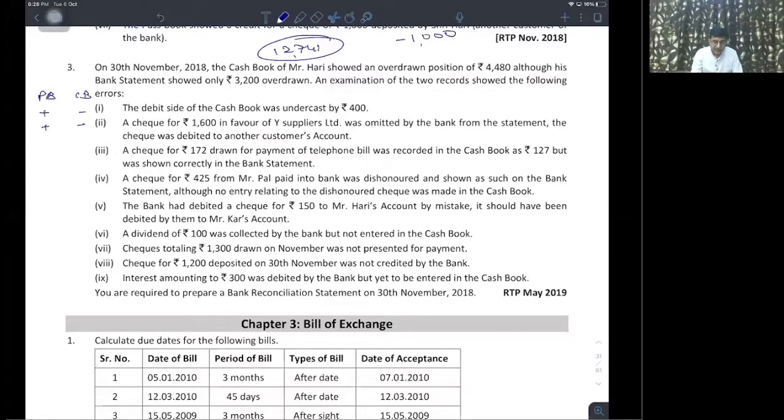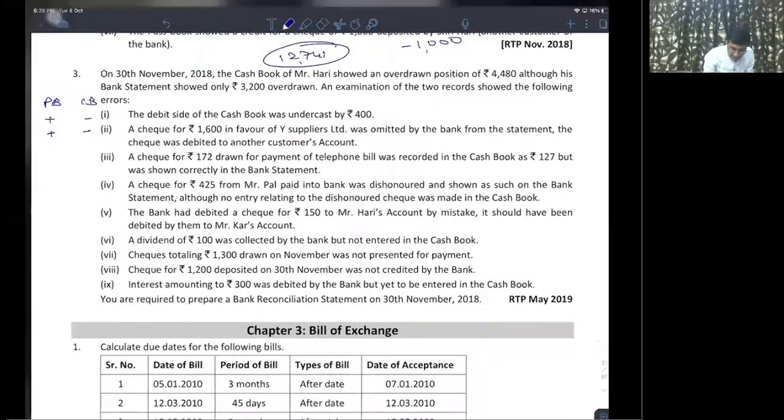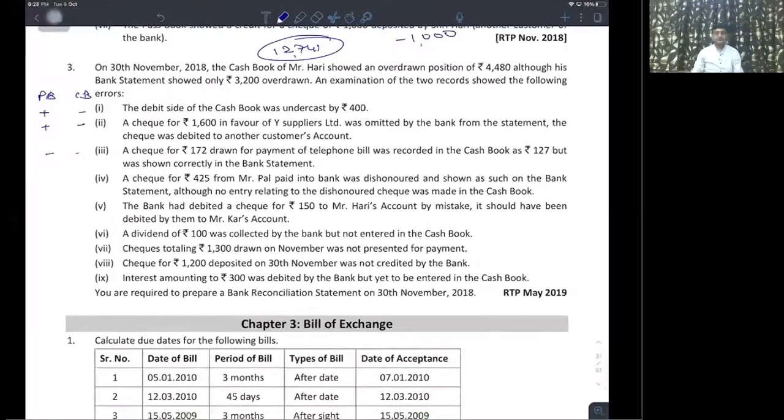A check of 172 drawn for payment of telephone bill was recorded in cash book as 127, but was shown correctly in the bank statement. Wrong amount in cash book. Error in cash book. आपने चेक इशू किया 172 रुपए का, बैंक ने आपका ओडी बढ़ाया 172 से, बट आपने ओडी बढ़ाया सिर्फ 127 से. So CB to PB add the difference, that is 45. CB to PB add 45, PB to CB less 45. Less add कितने से? 45 रुपीस से. Yes or no?